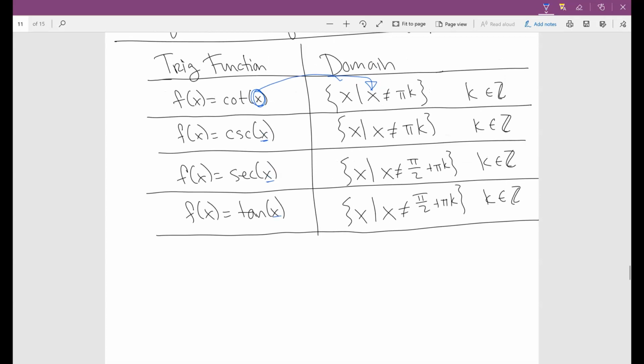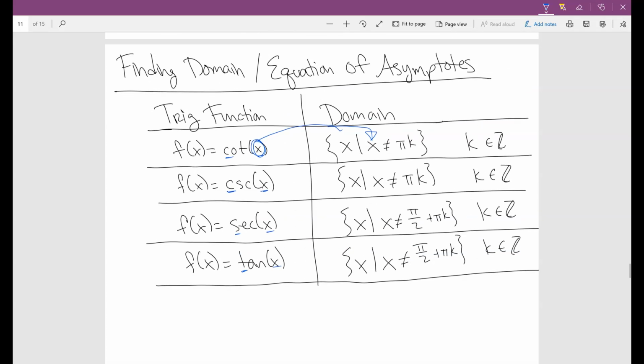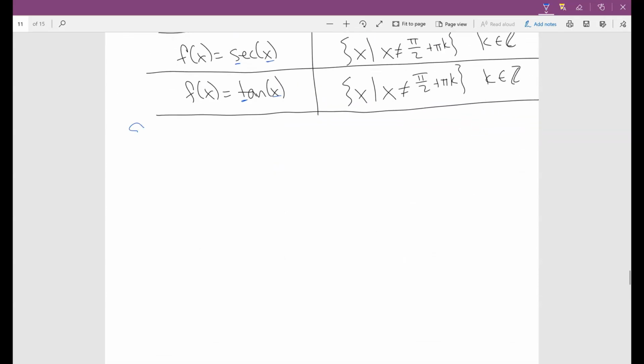The way that I remember it is that the c's, cotangent and cosecant, have the same domain, not equal to pi k. The other ones, which are the oddballs, have the pi over 2 plus pi k. They like to be extra. So now how do we find the equations of the asymptotes or the domain? All you really have to do is look at the inside and then plug it into the equation. So let's do a couple of examples.